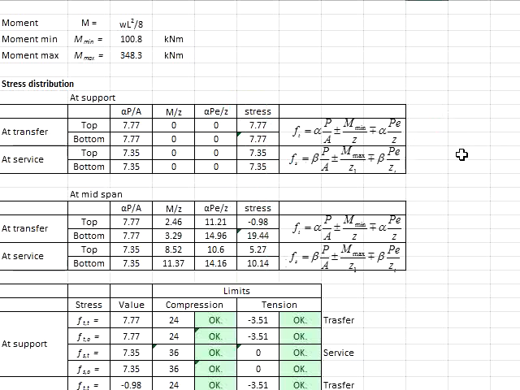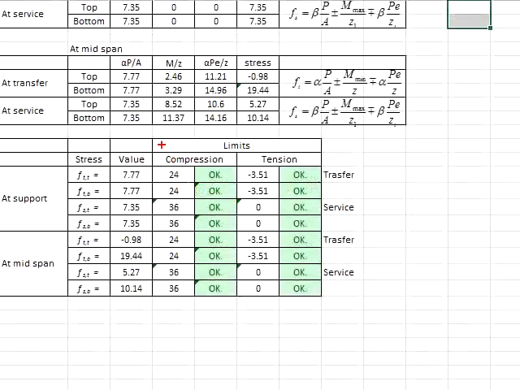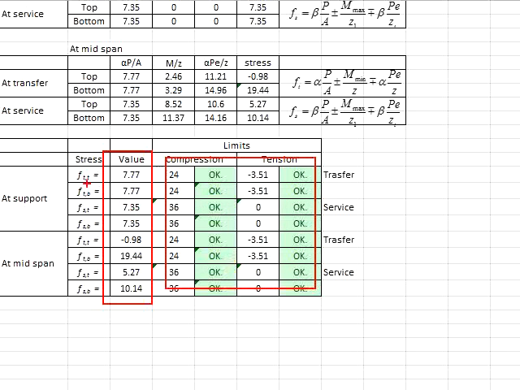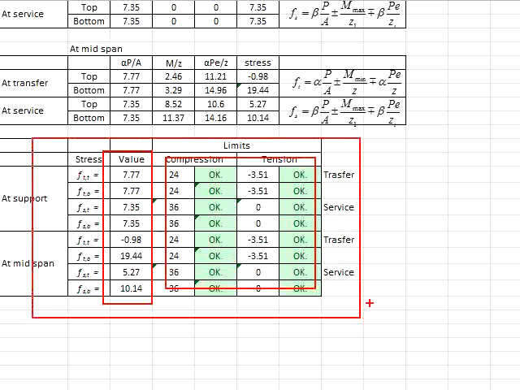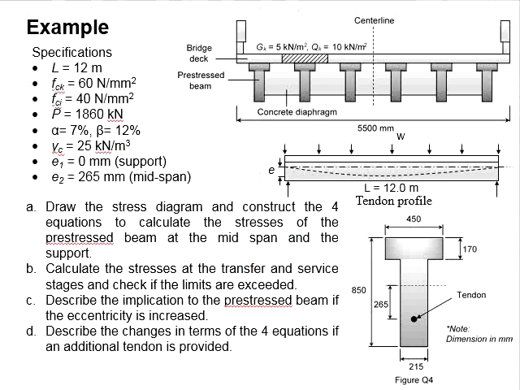These stresses are to be checked against the stress limit which we have calculated earlier. It is found that all the stresses are within the limit and the member is considered acceptable. Next, we need to answer the question on describing the implications to the prestressed beam if the eccentricity is increased.